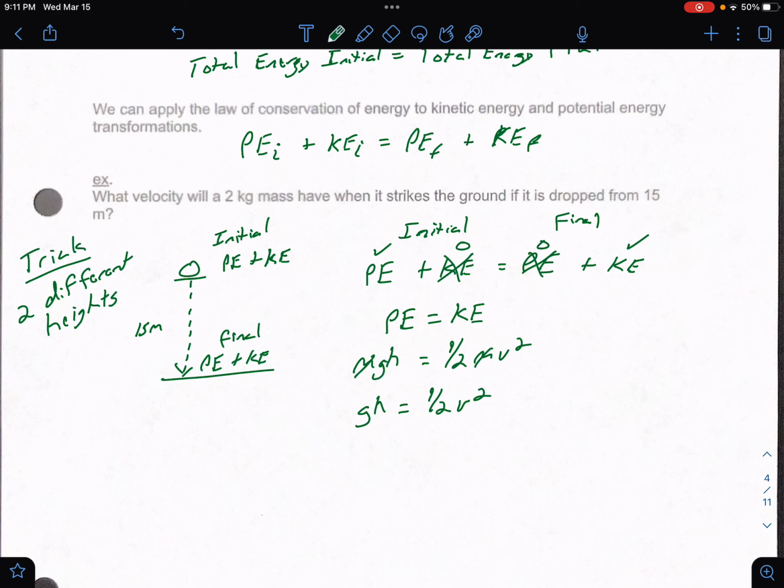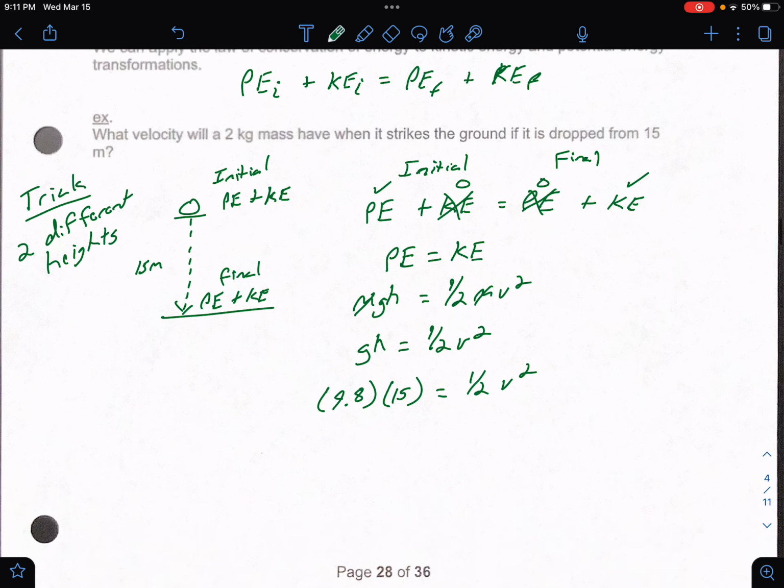You can see how it started off kind of complicated, but then it boiled down to a simple equation. Gravity is 9.8, my height is 15, equals 1/2 v squared. Now you can solve for v. Get v by itself and then square root both sides. So my v final comes out to be 17 meters per second.